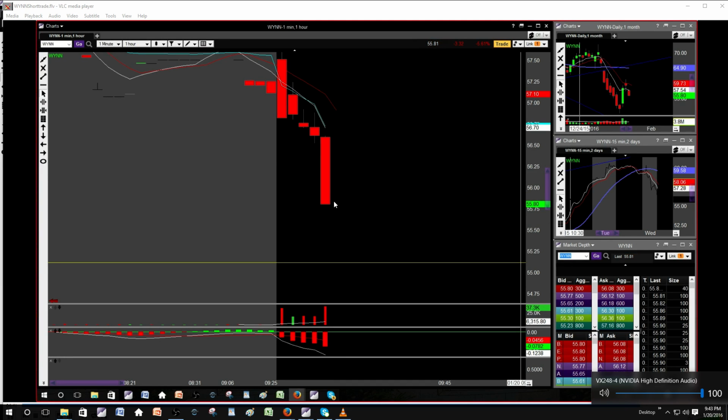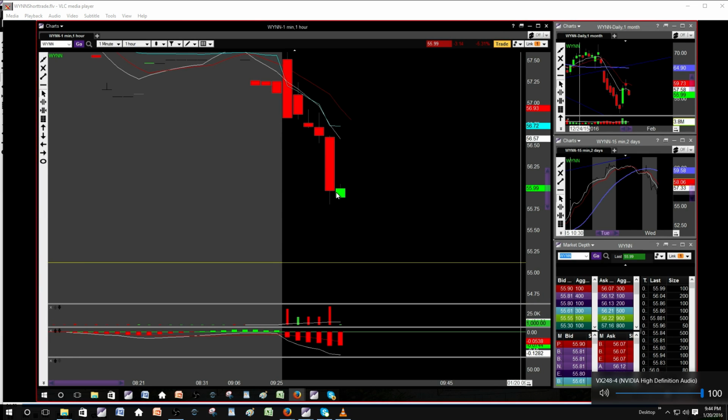Right about here is when I covered on the first green candle that showed up here. And I think that was pretty much my signal to get out. Anyway, the trade was, and I could exit this now. And my little kid was here screaming at me. I didn't have time to get out of this one.